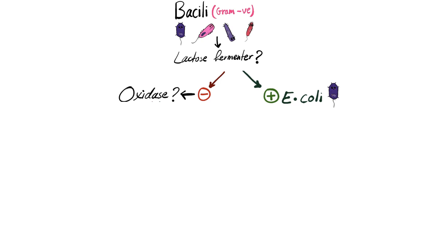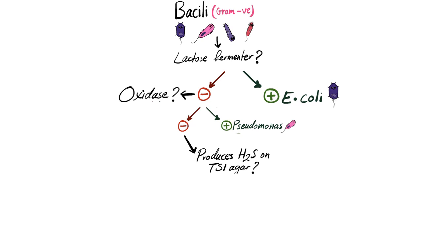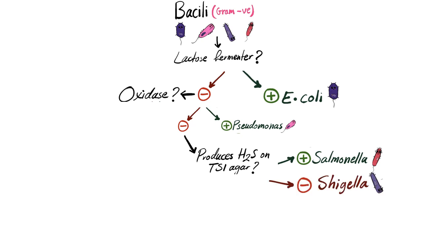It's a very simple test. So if it's positive, then it's Pseudomonas. If it's negative, then we have to ask ourselves, is it producing H2S on the triple sugar agar or the XLD agar? Then it's Salmonella. If it's not producing H2S, then it's Shigella.